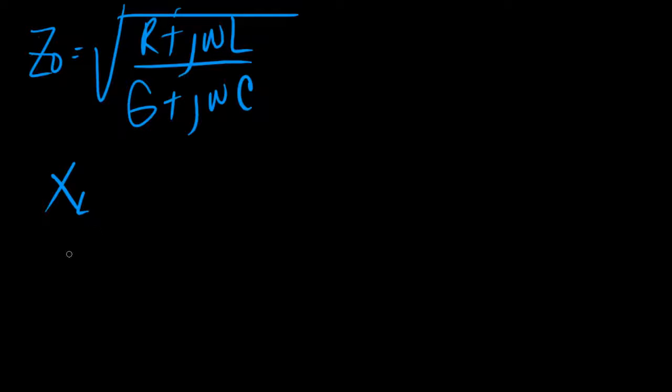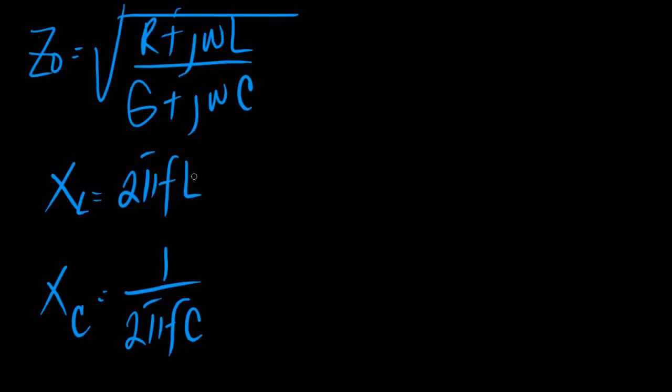Now, let's look at our past lessons. XL, or your inductive reactance, has the equation 2πfL. Our capacitive reactance is 1 over 2πfC. Our frequency f greatly affects our reactances. For XL, the higher your frequency, the higher your reactance. As for XC, the higher the frequency, the lower your capacitive reactance.